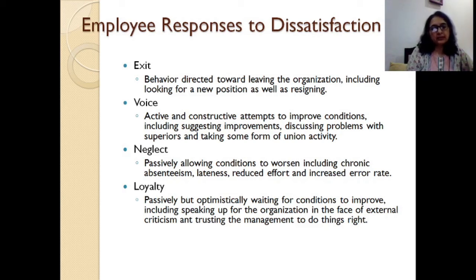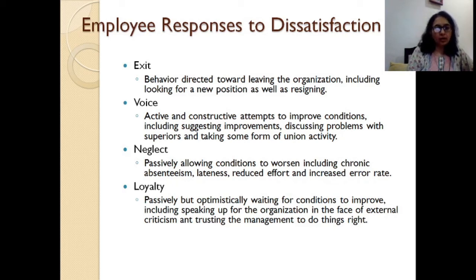Neglect is a very passive sort of reaction, and it allows things to become worse, and the person may neglect his work, come late to work, be more absent. There are more accidents and more mistakes and wastage of resources.